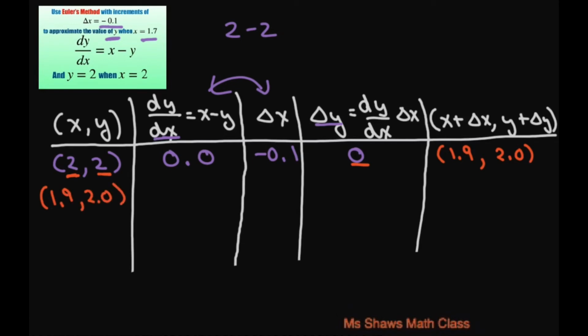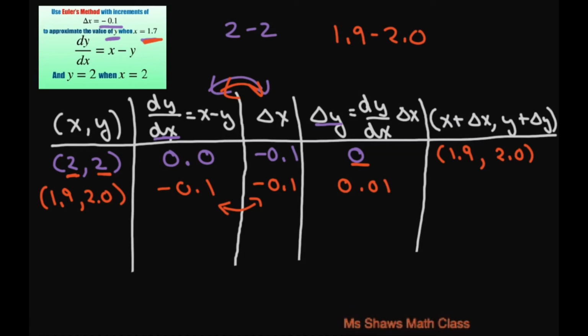All right, now we're going to have to go to 1.8 and then 1.7. So let's subtract 1.9 minus 2.0 for our dy divided by dx. That's going to give you negative 0.1. Our change of x is negative 0.1. That's the given. And then you multiply these two to get our change in y, and that's going to be 0.01.